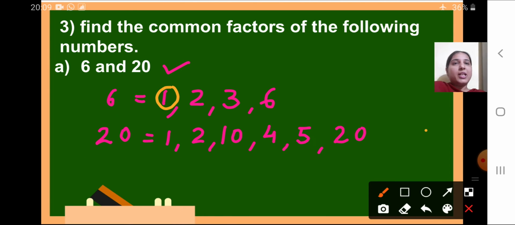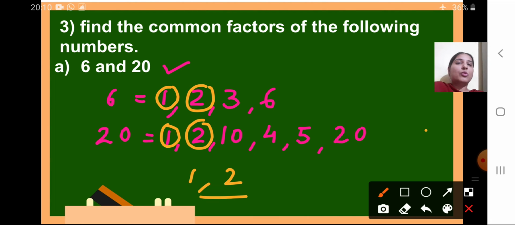So 1 is common here, and this 2 is also common here. Do you find any other common factors? No. So what are the common factors of 6 and 20? 1 is the common factor of every number. So here the common factors are 1 and 2. The common factors of 6 and 20 are 1 and 2.